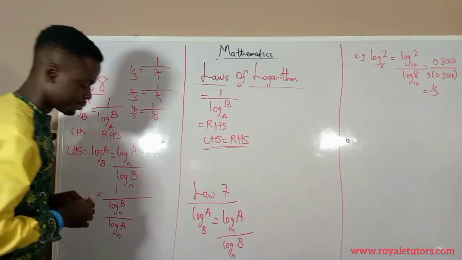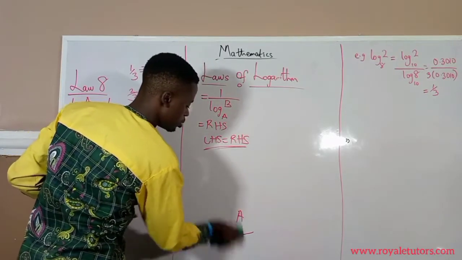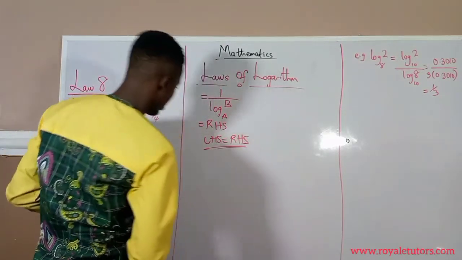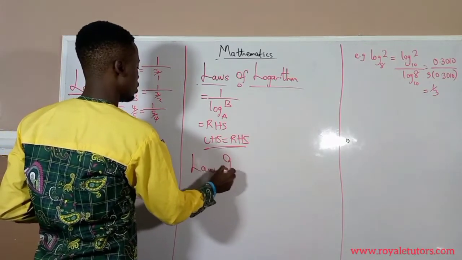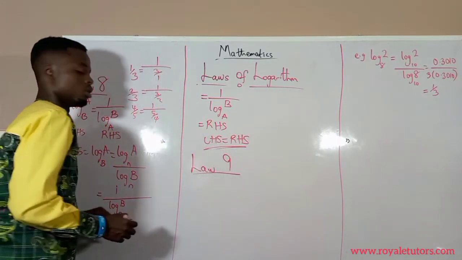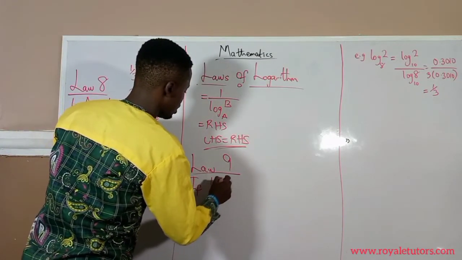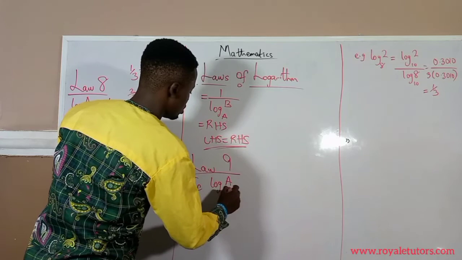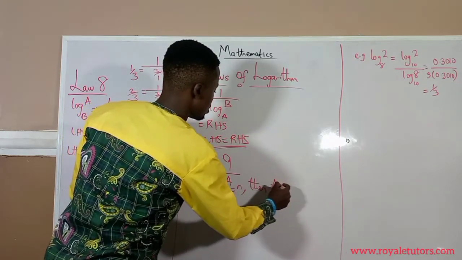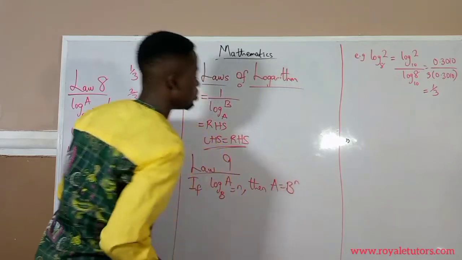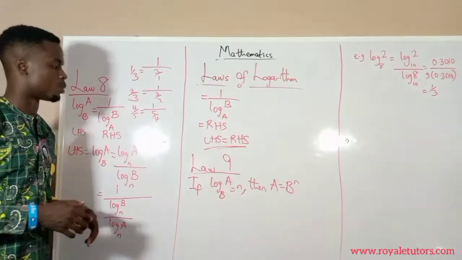So lastly, the last law, this is just like kicking a ball. Law 9. Law 9 is like kicking a ball. If log A base B is equal to n, then A is equal to B raised to power n. This can be considered also as anti-logarithm. Yes, it can be considered as anti-logarithm.